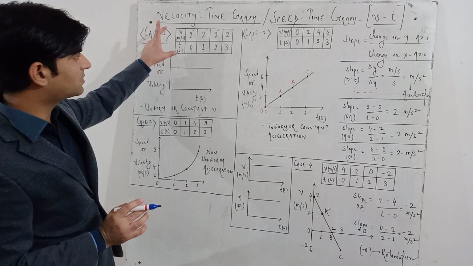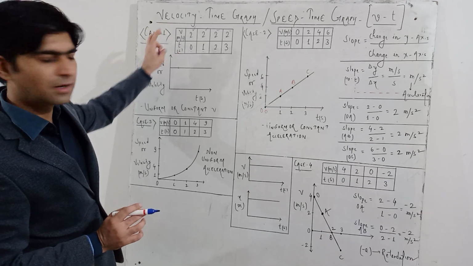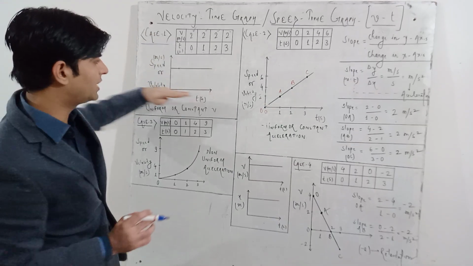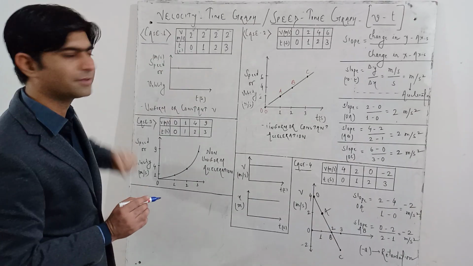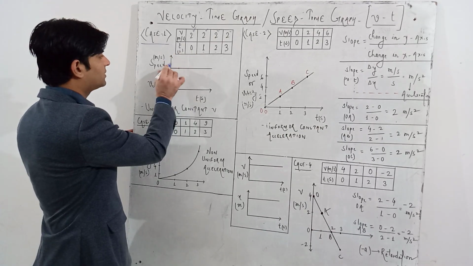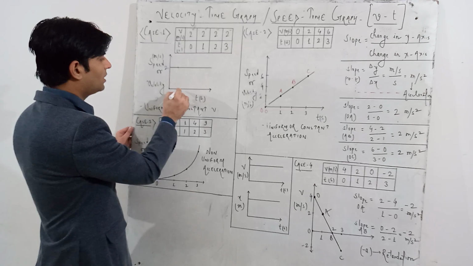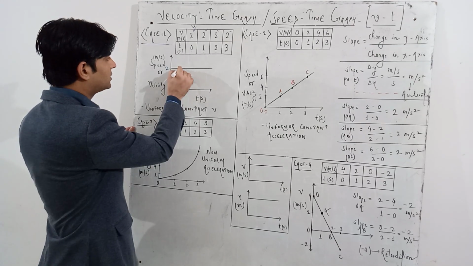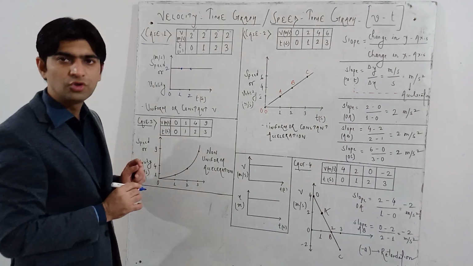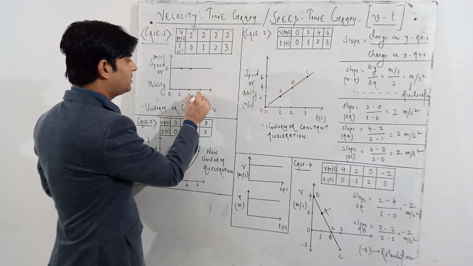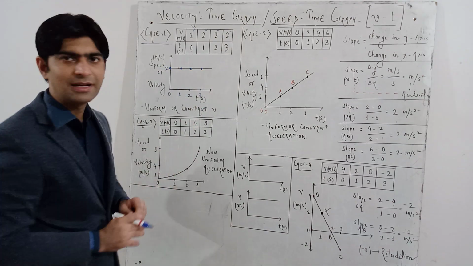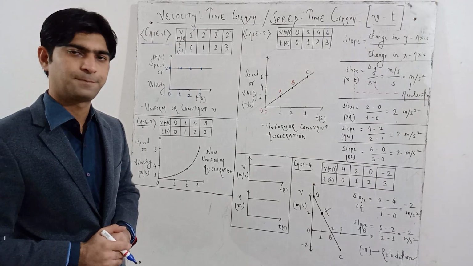If you plot this velocity versus time graph, you have to take velocity or speed on the y-axis and time on the x-axis, and you will get a straight line. At 0, velocity is 2 meter per second, so I will write 2 here. At 1 also velocity is 2, at 2 also 2, at 3 also 2. If you join this graph, you will get a straight line parallel to the time axis.